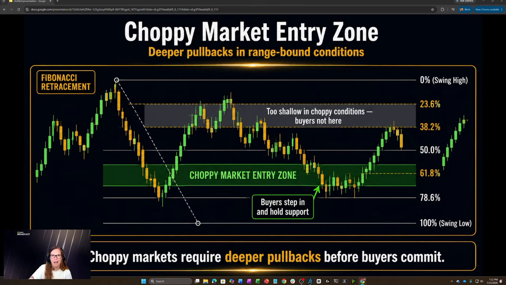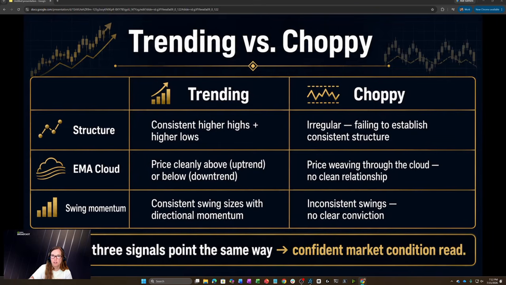Now, how do I know when the market is choppy versus trending? Because that is the question that decides which zone I'm using. And I want to be specific about this because it's not a gut feeling. There are 3 things that I'm looking at. First, the higher high, higher low structure.